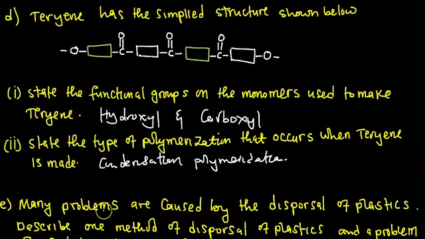Many problems are caused by the disposal of plastics. Describe one method of disposal of plastics and the problem caused. So one method of disposal of plastics, you can talk of burning. These plastics are very difficult to dispose, but one method is burning. Now what is the effect? It causes air pollution. So that is one effect.